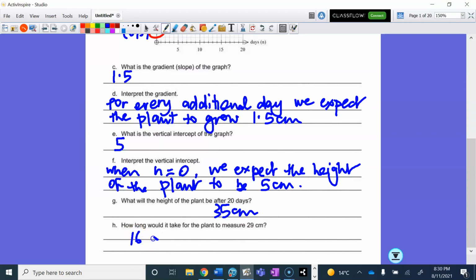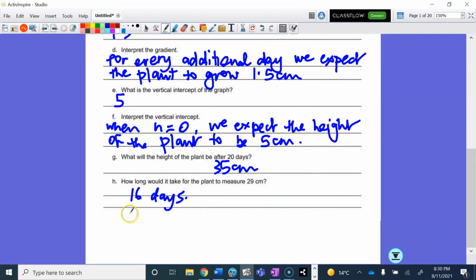So 16 days. Now, if this was a 1 mark question, 16 days is all you need to write in there. If this was a 2 mark question, you do need to say what you did. So you might need to write in the equation, 5 plus 1.5n equals 29, and then n equals 16. Something like that would get you the working mark, the method mark, plus the answer mark, 16 days.